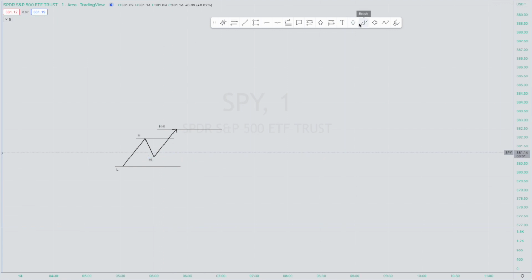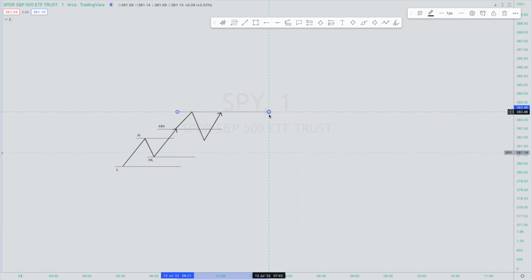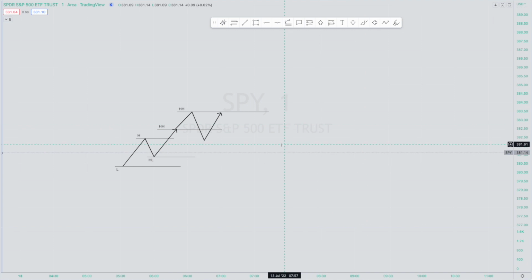And then what we want to see is the market to continue up, come down, put in a low. And so now, we have a higher high. And we have a higher low.